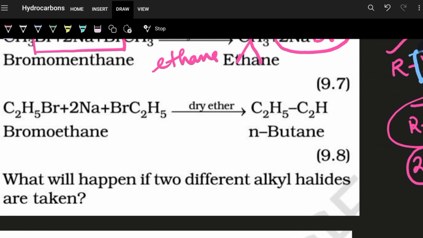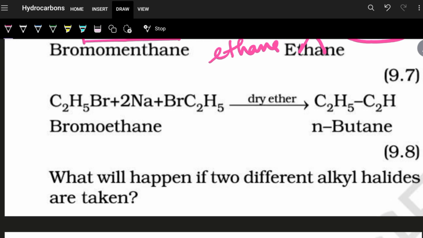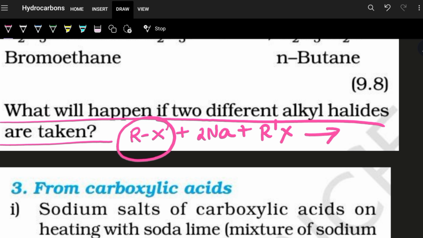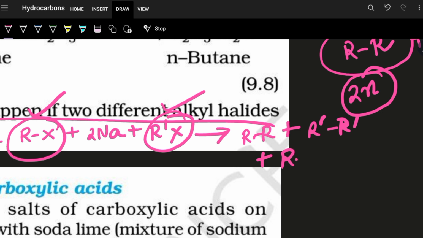Now, if I want to prepare alkanes containing an odd number of carbon atoms, what will happen? I have to take a mixture of compounds. What will happen if 2 different alkyl halides are taken? Let us see. RX with 2 moles of sodium and R'-X. 2 moles of RX can give you R-R, 2 moles of R'-X can give you R'-R', and if 1 mole of RX and 1 mole of R'-X combine, it can give you R-R'.